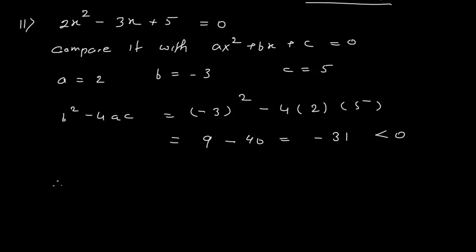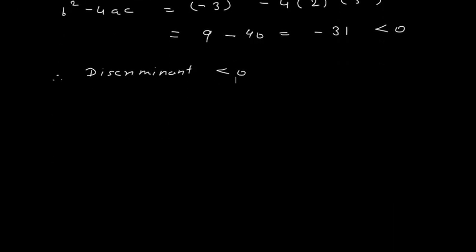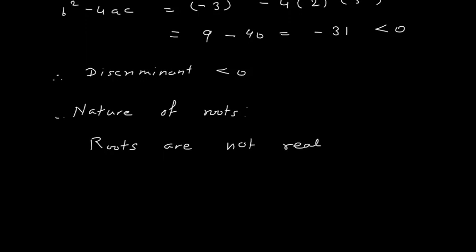So therefore your discriminant is less than 0. So therefore nature of root, we will say that roots are not real, or better you will say that no real root. Simply what we say that nature of root, no real roots, right? Let us see third.